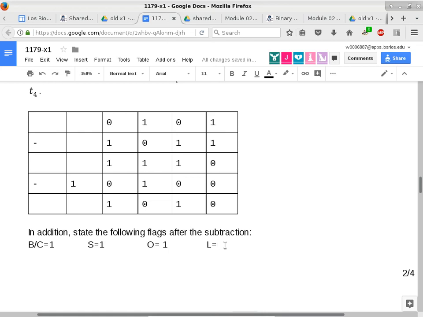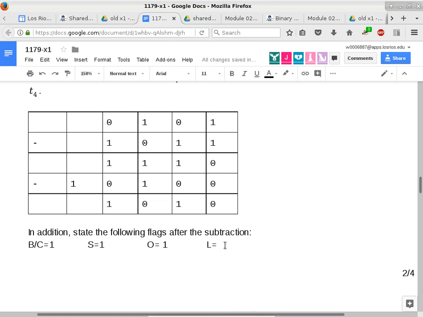How is that going to help us with the L flag? How can we tell whether the minuend is less than the subtrahend? Wait, are you saying that L is S XOR O? Yeah. It is in the notes too, in the module that talks about comparison. So it's not S XOR O, or O XOR S? You can look at it that way too, yep.